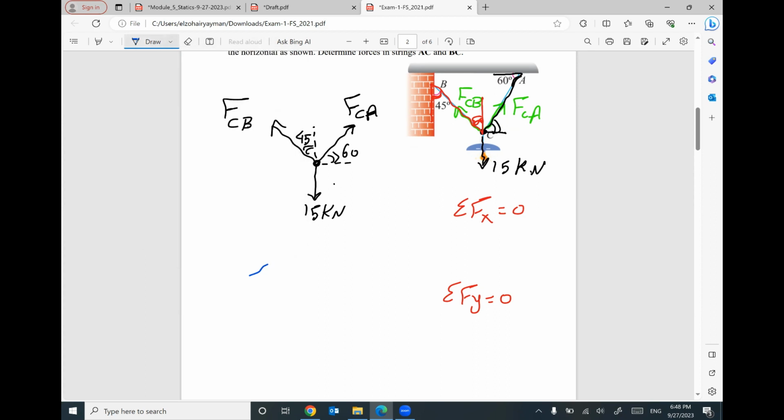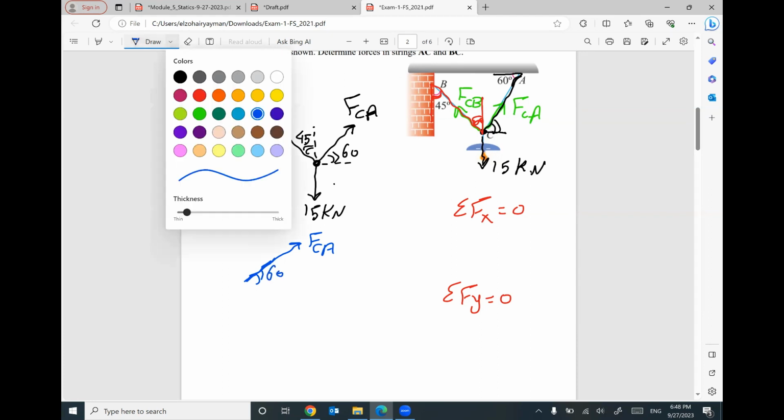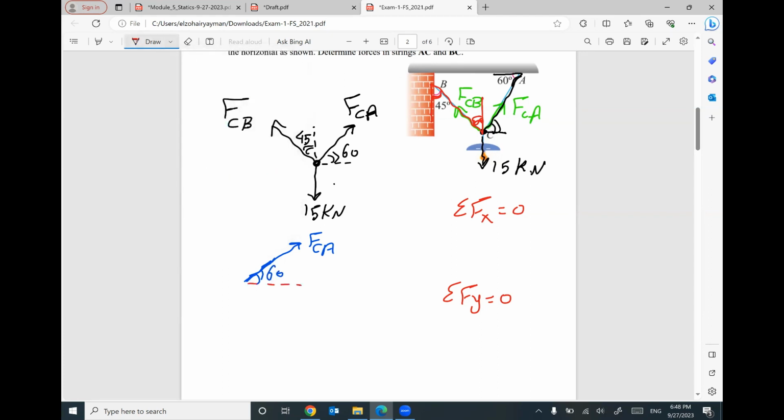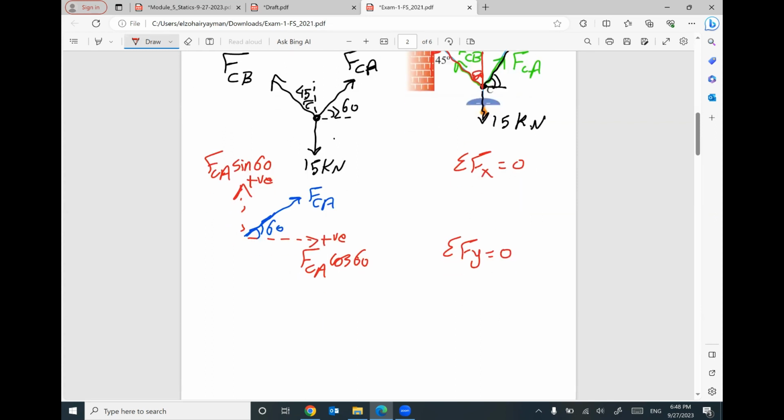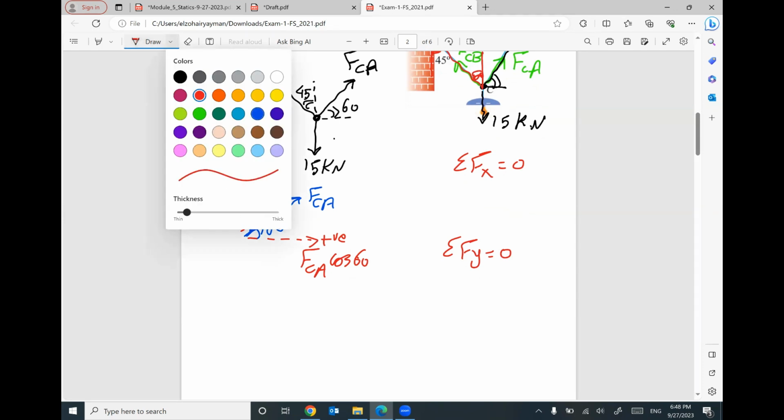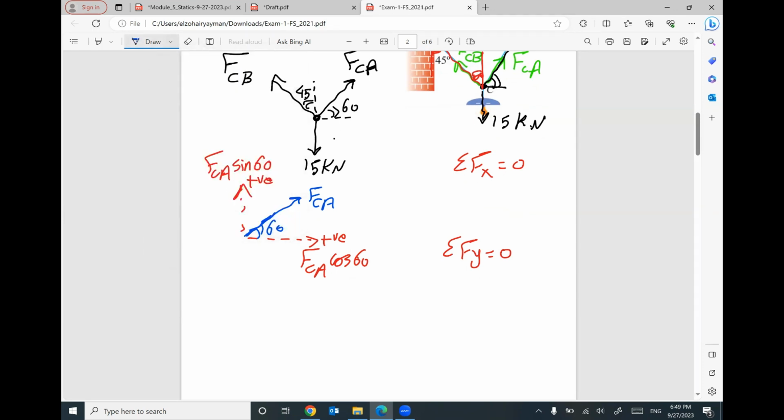Let's start with FCA. With this angle 60, I can break this force to 2 components. One horizontal FCA cosine 60, one vertical FCA sine 60. This one will be positive. This one will be positive. What else? I do prefer to sketch. Sketch more, you will have less mistakes.